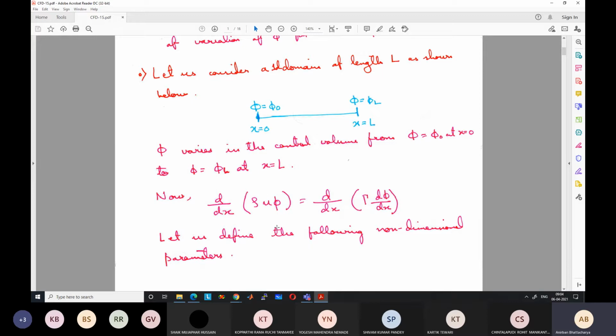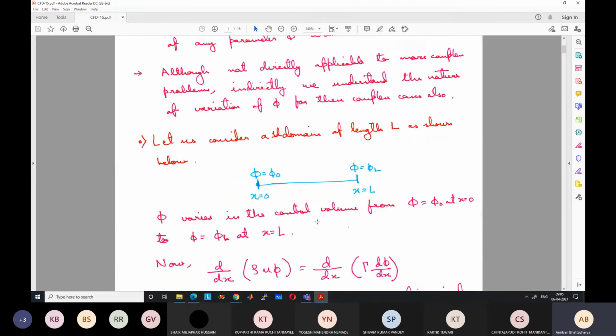We had seen a couple of schemes, the central difference scheme and its drawbacks, and then the upwind scheme and how it can overcome the drawbacks of the central difference scheme. There are certain drawbacks of the upwind scheme also, like it does not work at low convection cases. So those also we have discussed.